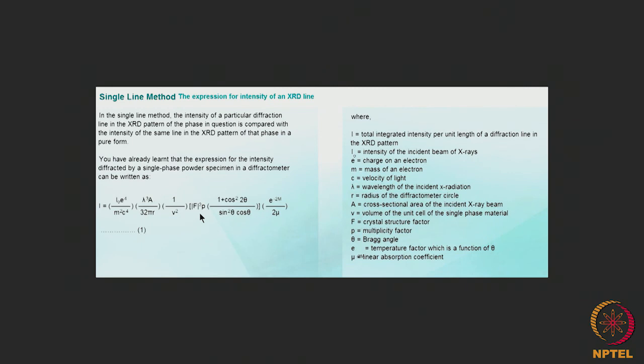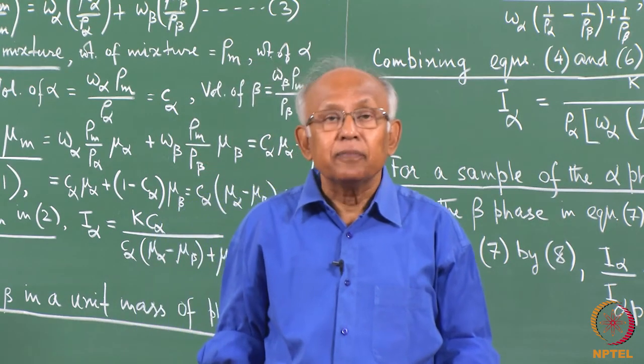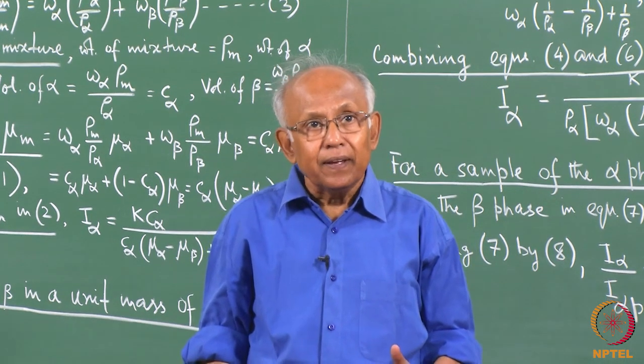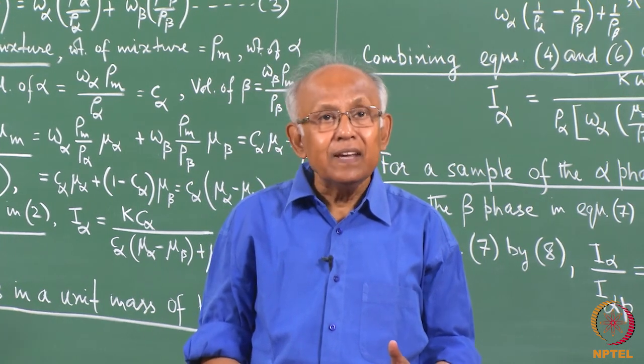v the volume of the unit cell of the single phase material. F is the crystal structure factor. P is the multiplicity factor. Theta is the Bragg angle. e to the power minus 2M is the temperature factor, which is a function of theta, and mu is the linear absorption coefficient. So this expression is valid for a pure phase, a line of the pure phase. When we have a phase mixture of, say, two phases, alpha and beta, then there will be a slight change in the expression.